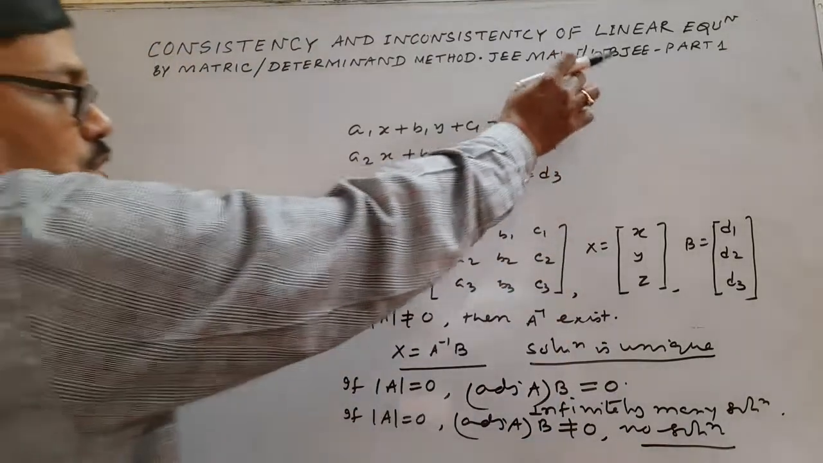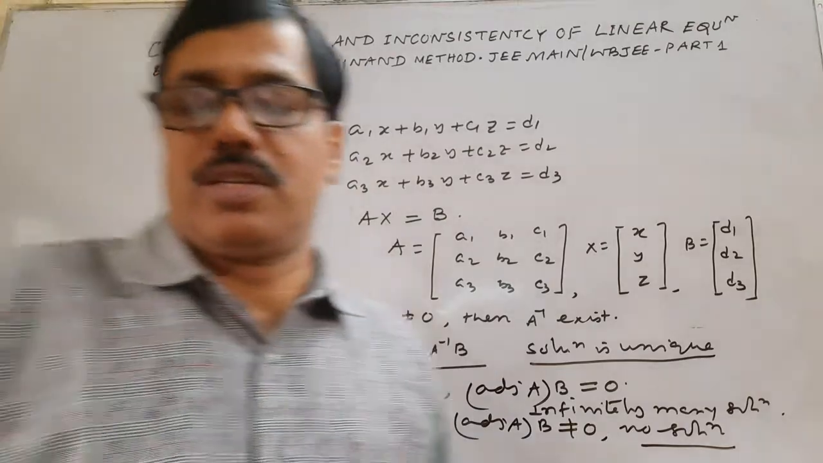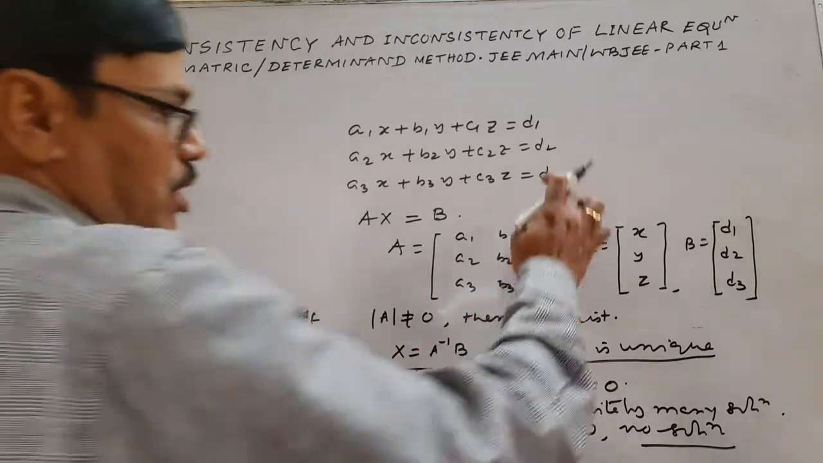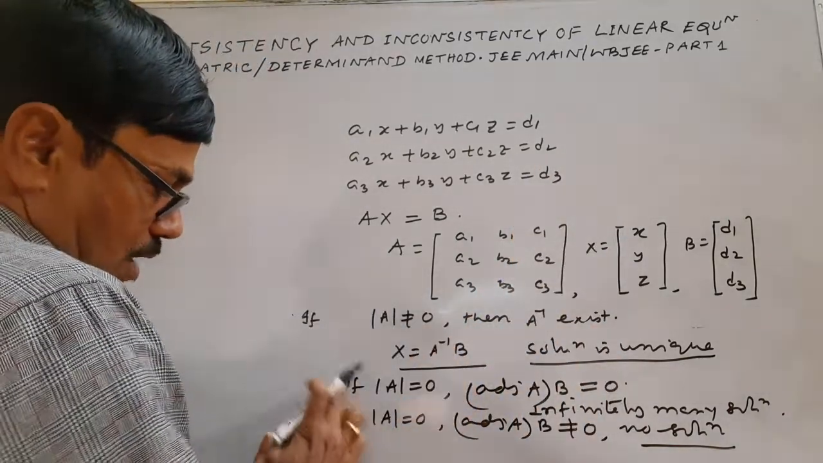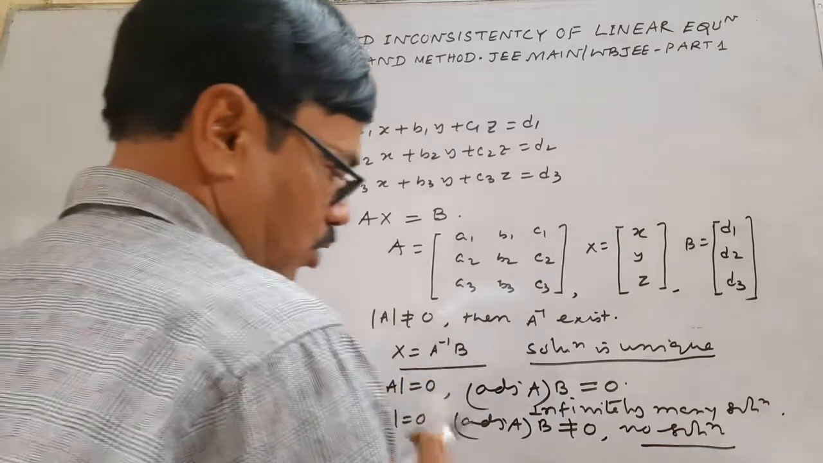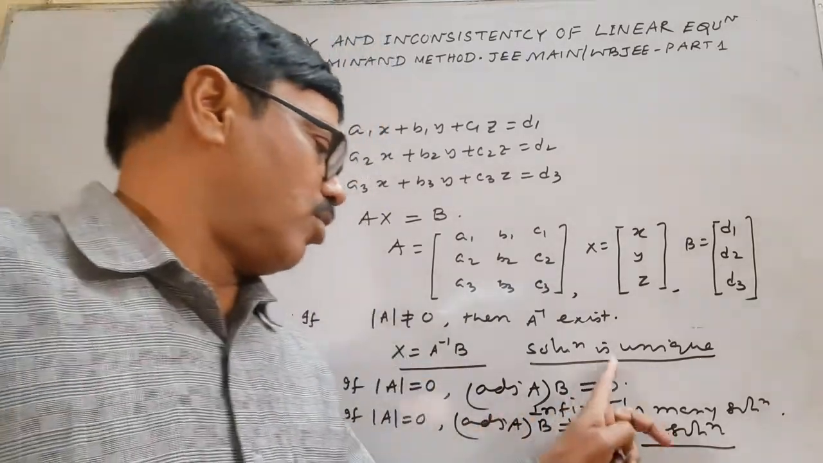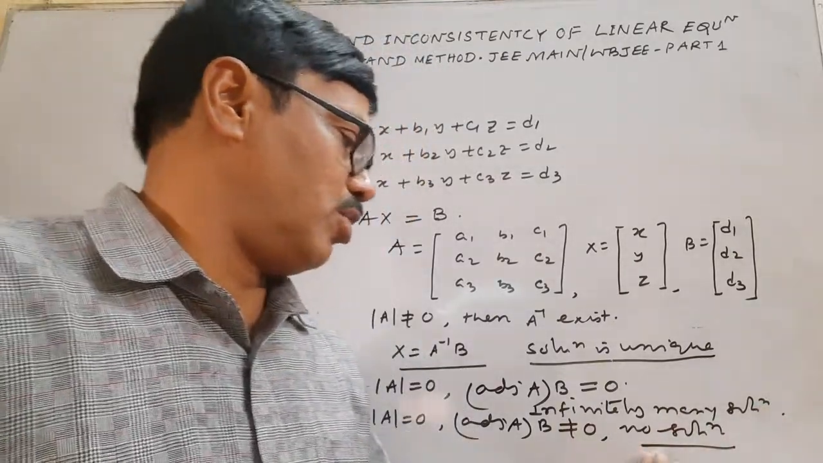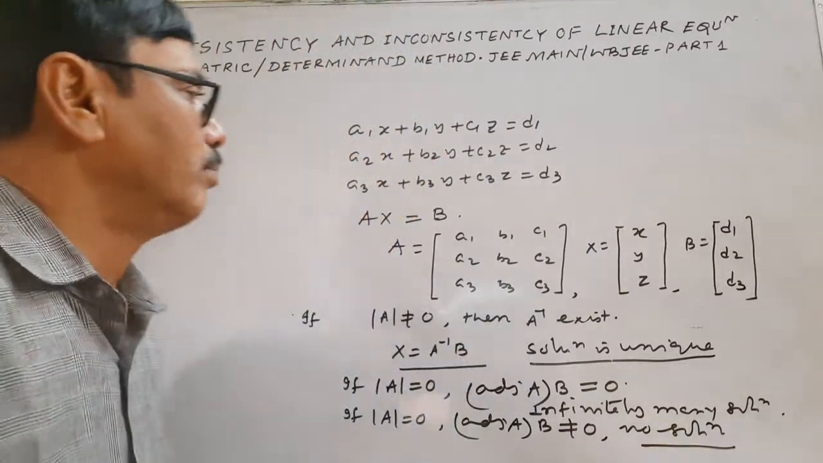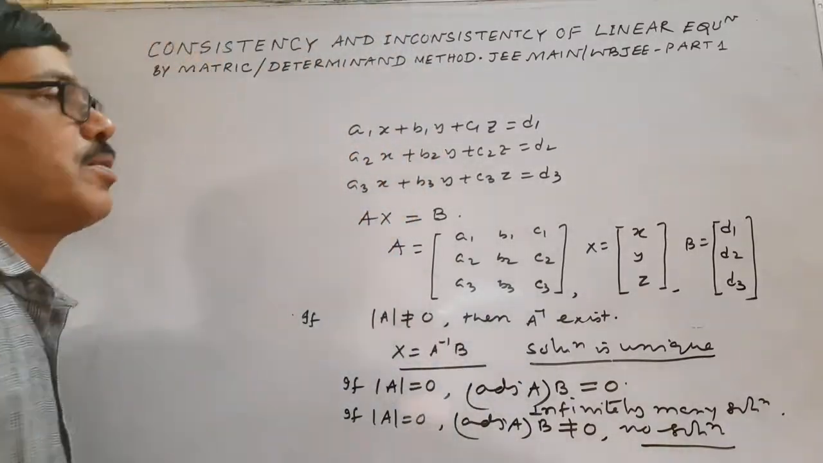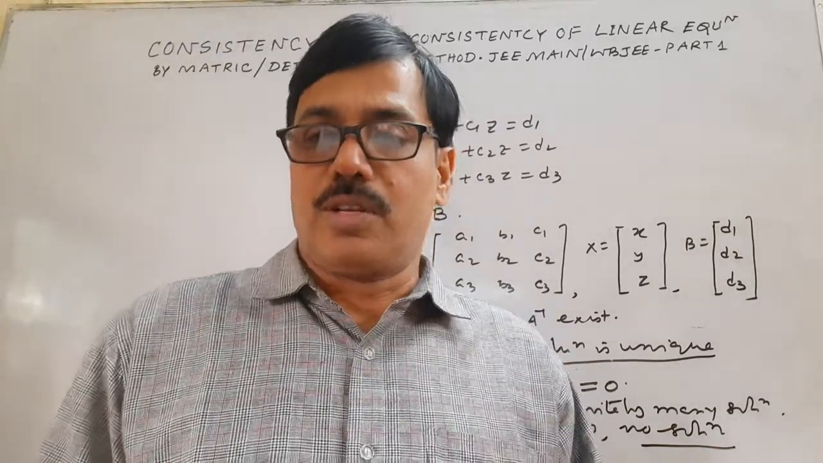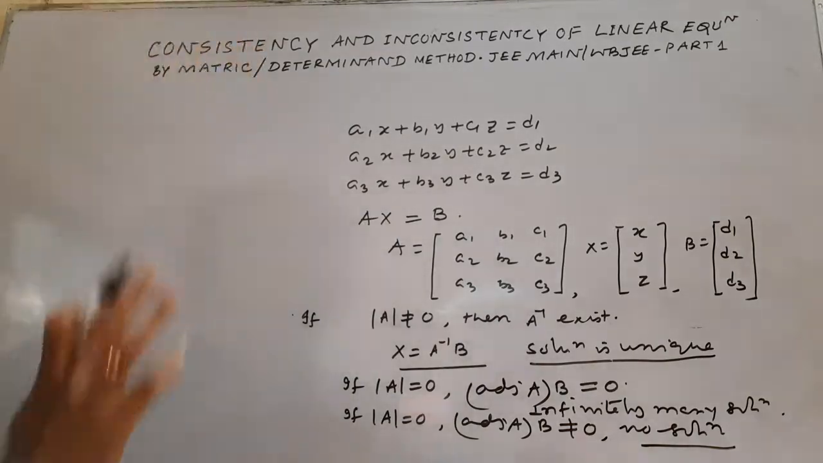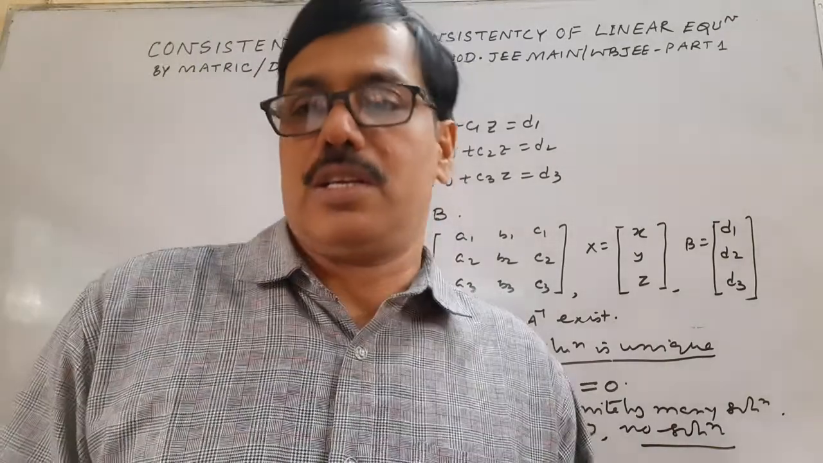So the right hand side is non-zero, so this is a non-homogeneous linear simultaneous equation. For a unique solution, determinant A is not equal to 0. If determinant A equals 0, then there are two possibilities: adjoint of A into B equals 0, infinitely many solutions, and adjoint of A into B not equal to 0, no solution. If the system of equations has a solution, unique or infinitely many, then it is said to be consistent. If no solution, inconsistent.